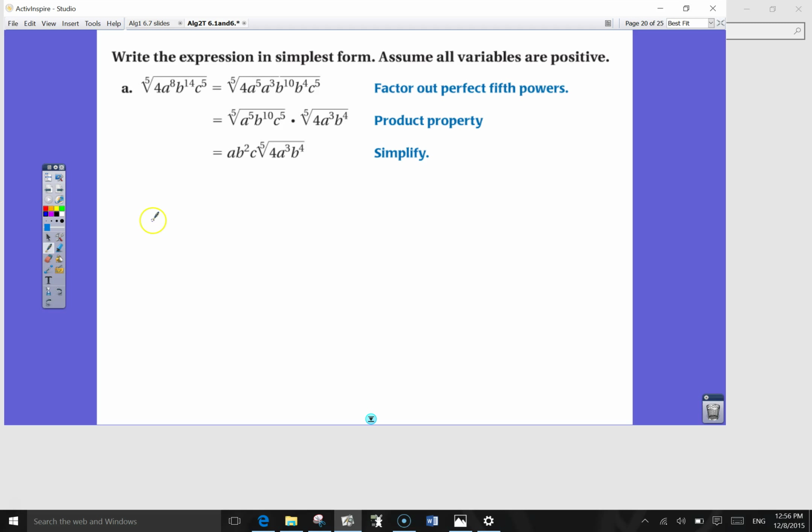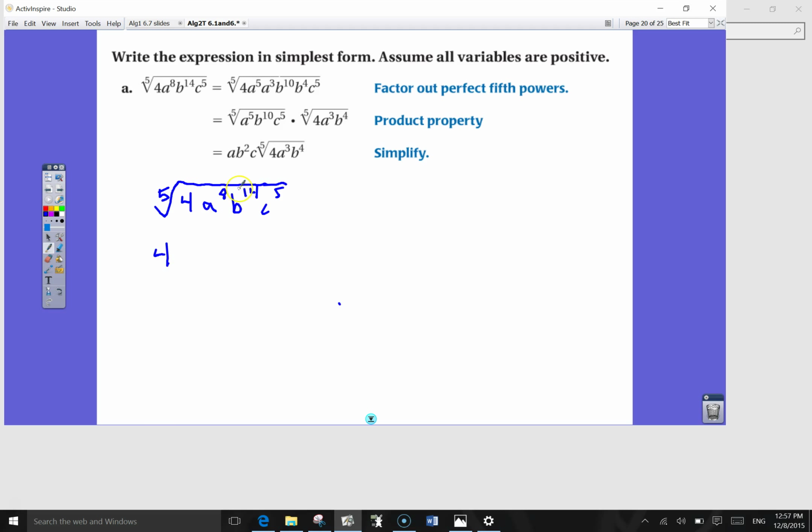I'm going to take the 5th root of 4a to the 8th, b to the 14th, c to the 5th. And now let's one by one look at all these factors underneath the radical. Can 4 be written as the 5th power of anything? The answer is no. Nothing I can do to simplify that, so let me just write 4.